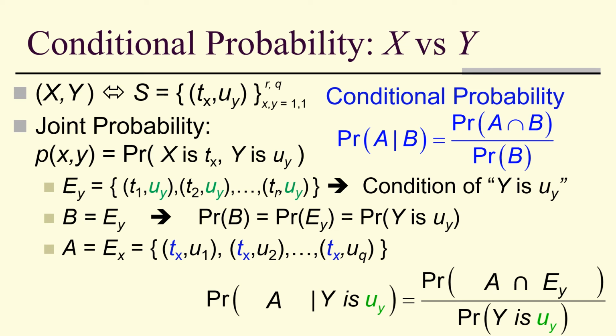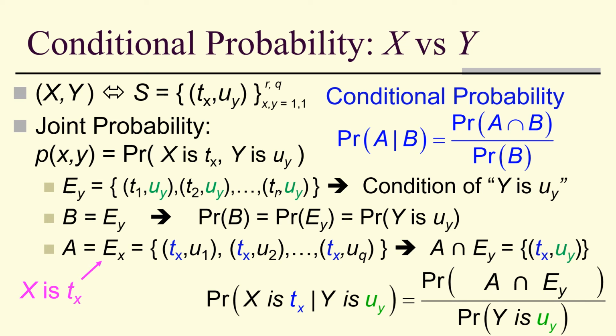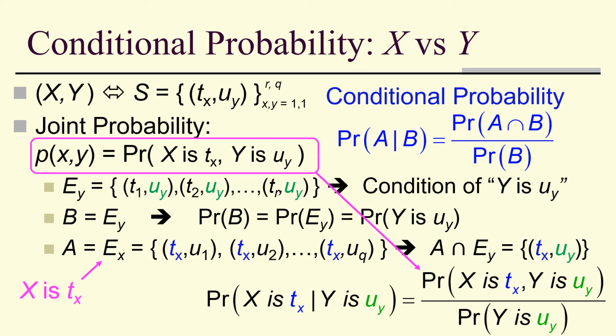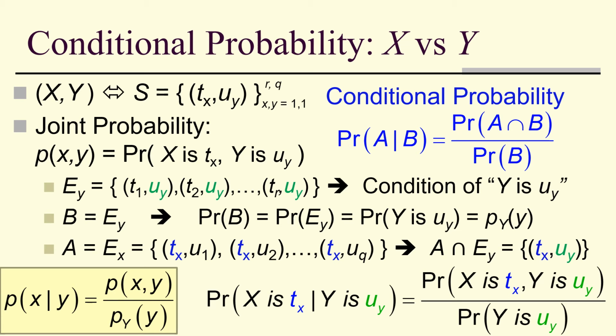And if we let A be E sub x, then notice now all the first coefficients are t sub x. What does that mean? That means the probability that x is t sub x, given the condition y is u sub y. And A intersect E sub y is just the single t sub x, u sub y. And that's the joint probability. So we have the joint probability. The denominator is the marginal probability with respect to y, and therefore we get this formula for conditional probability.